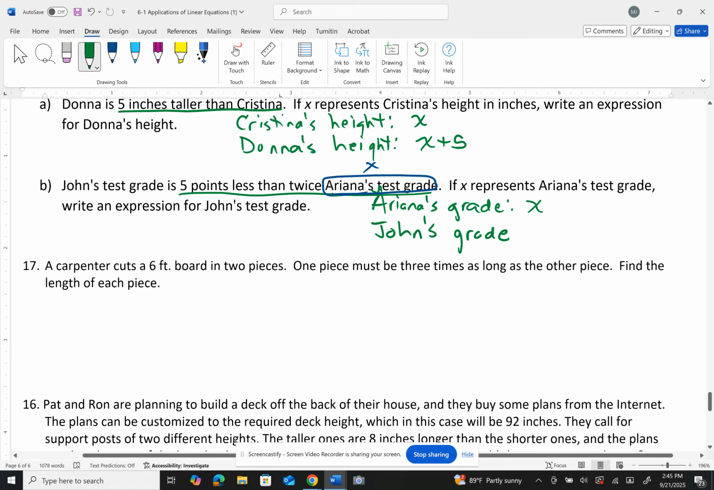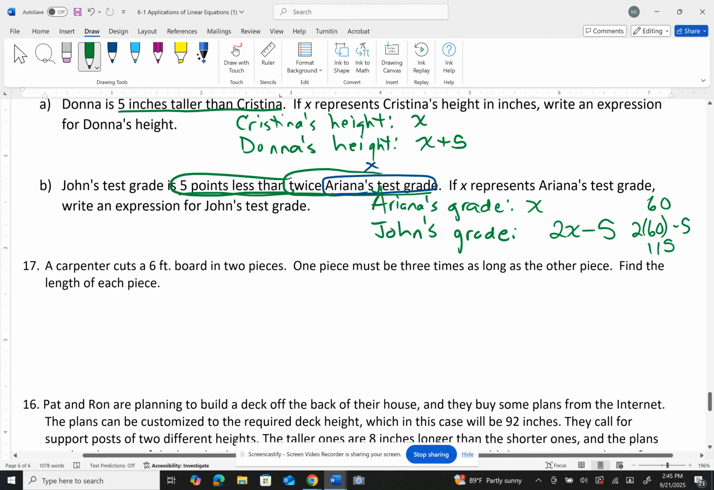So back up and hit an operation word. You need twice that. So X is Ariana's grade. We need twice that. And then continue backing up. We need 5 points less than that. So twice that minus 5. So his grade could be represented in terms of her grade. So X is her grade. So like if she made a 60, let's say she had a 60, then he would have done 120 minus 5, that would have been 115 for his grade.